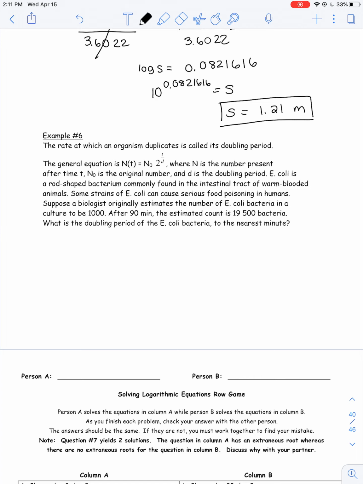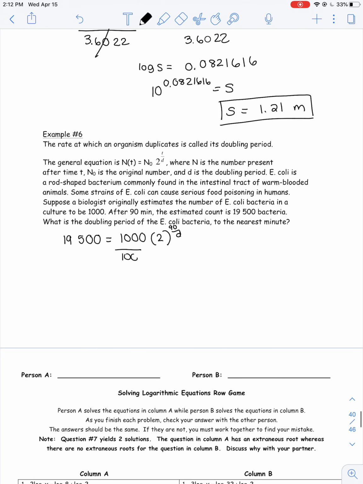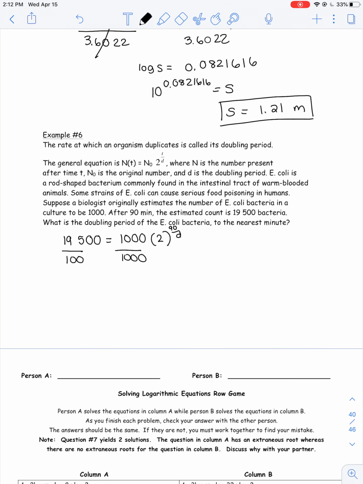So we're going to write that. We know that the amount's going to reach 19,500, so that's your N of T. Your N0 is 1,000 bacteria to start off, doubling, and then to the power of 90 over D. So we're trying to solve for the D value. So firstly, I'm going to divide both sides by 1,000. And you should get 19.5.